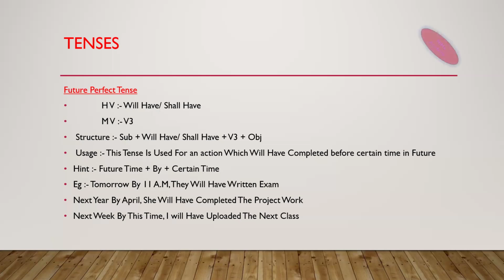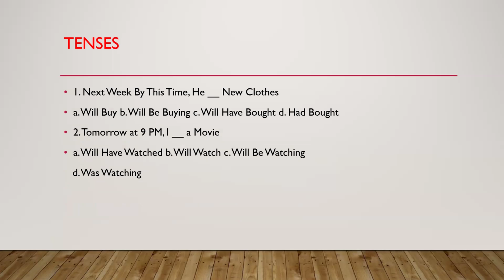Now let's see some of the examples. Next week by this time. Here whenever we see by, it's a perfect tense. Which perfect tense? Either past or future. Here the keyword is next week. Next week means it is future perfect tense.